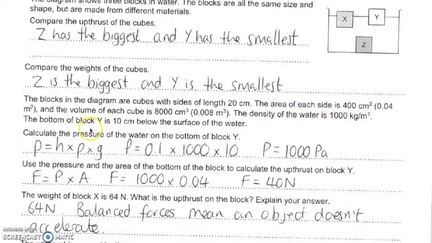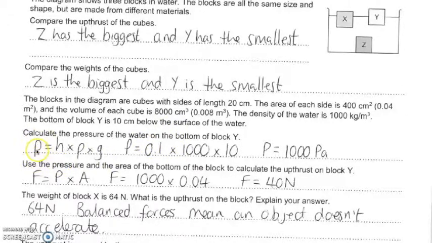The bottom of block Y is 10 centimeters below the surface of the water. Okay, so we know that this distance here, that vertical height, is 10 centimeters, and that's going to be important in this equation. So we want to work out first of all the pressure of the water on the bottom of block Y. Okay, so here we go.